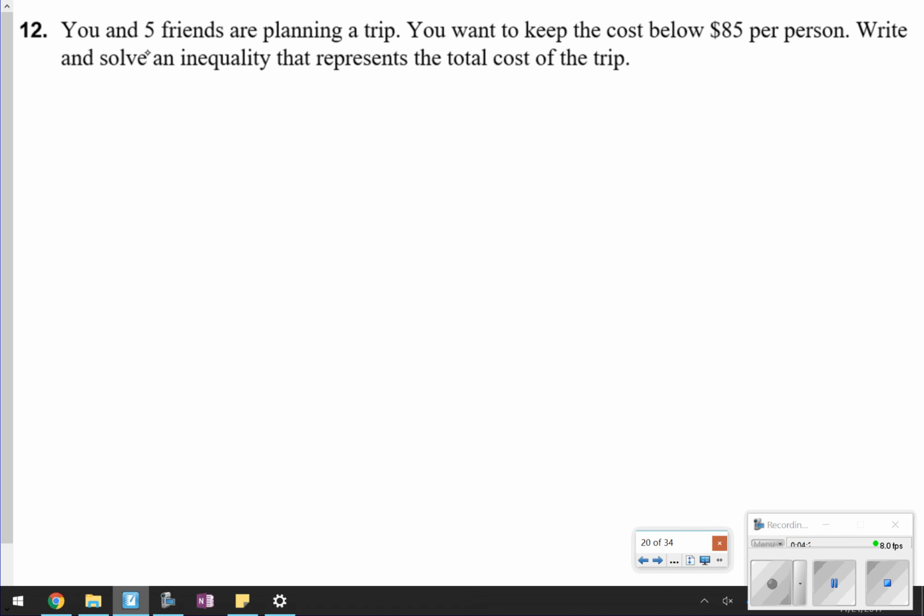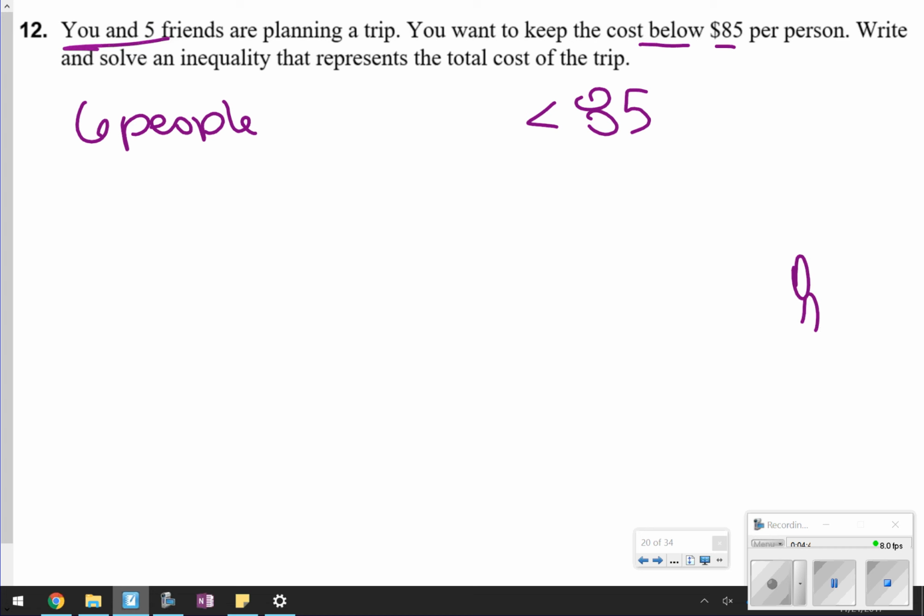Number 12, you and 5 friends, that means 6 people, are trying to plan a trip, and you want to keep the cost below $85 per person. Write and solve an inequality that represents the total cost of the trip. Well, if you know that 6 people are going, and each person wants to pay less than 85, I know I'm going to have to do 85 times 6.